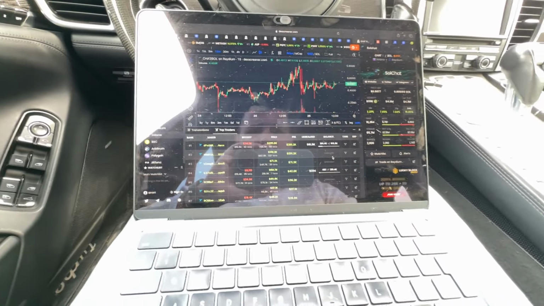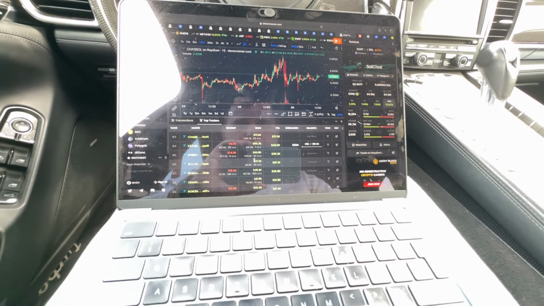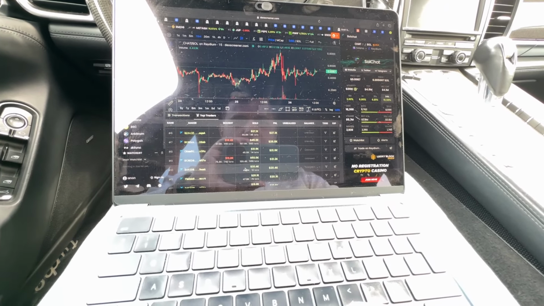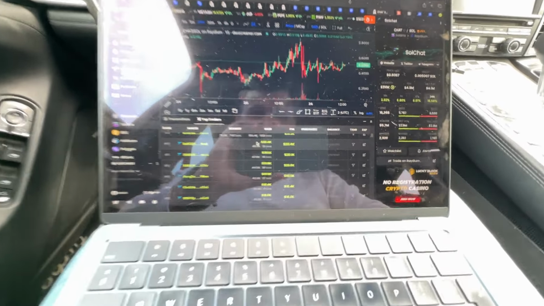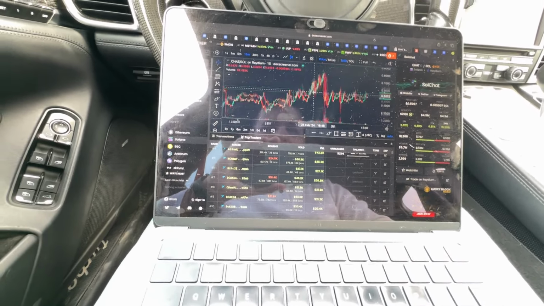Step Finance. This is also a little bit weird. And now I'm seeing a lot of these. So all of this, and they have nothing. They've sold all their tokens, which is not very bullish.